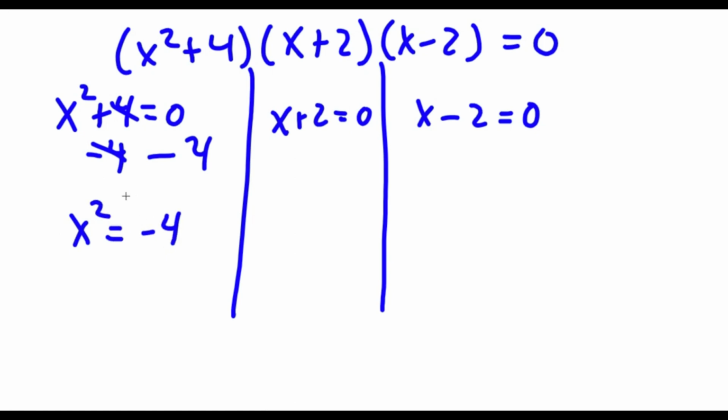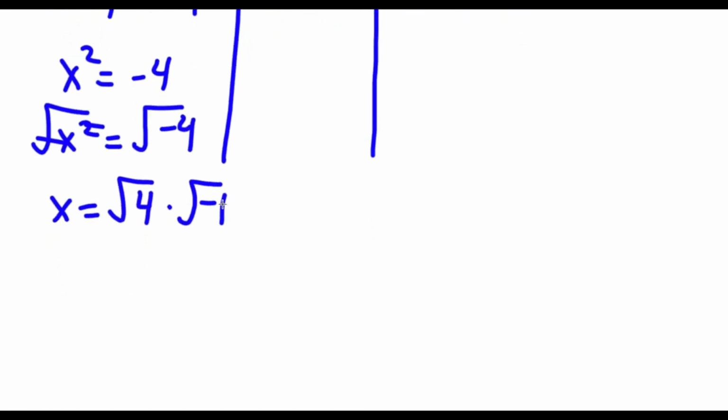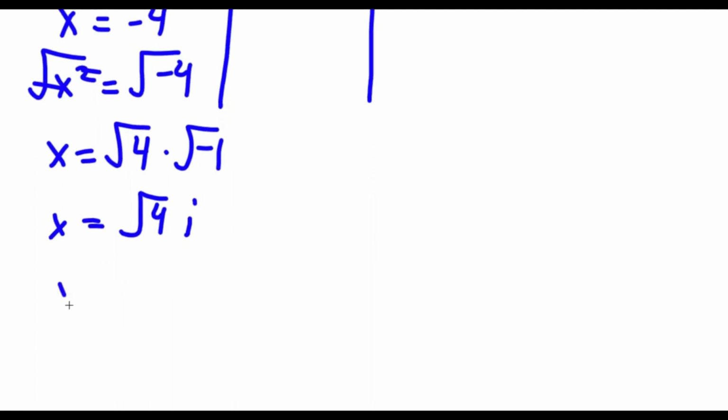Now, to solve this, I'm going to take the square root on both sides. So now I have the square root of x squared is equal to the square root of negative 4. Well, the square root of x squared is simply equal to x. So I have x is equal to the square root of negative 4. That's the same thing as the square root of 4 times the square root of negative 1. And the square root of negative 1, that's equal to i. So now I have x is equal to the square root of 4, i. Now the square root of 4, that's the same thing as positive or negative 2. So I have x equals positive or negative 2i.